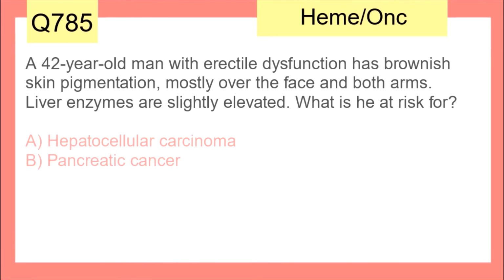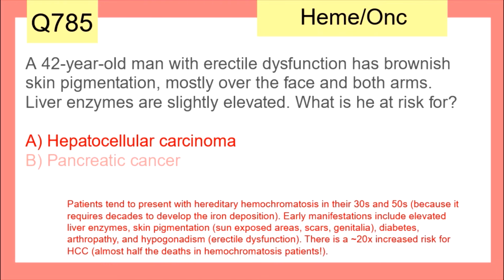All right. 785, a 42-year-old man with erectile dysfunction has brown skin pigmentation, mostly over the face and both arms. Liver enzymes are slightly elevated. This is iron overload, hemochromatosis. He's at risk for hepatocellular carcinoma, seen in 50% of patients with iron overload with hemochromatosis. By the way, what's the most common cause of death in hemochromatosis? It's liver disease. That's how these patients die.